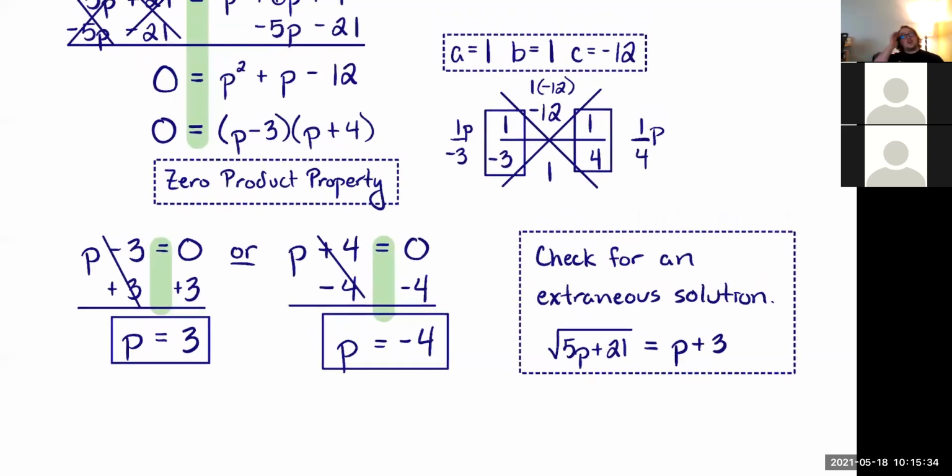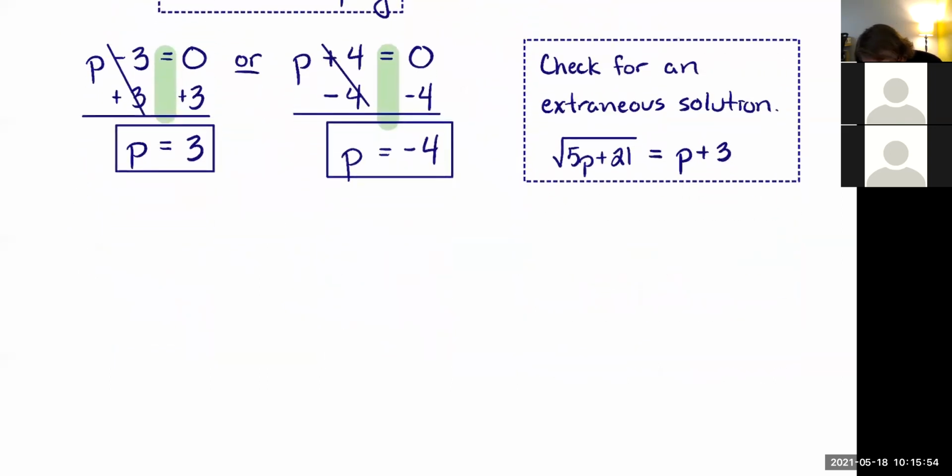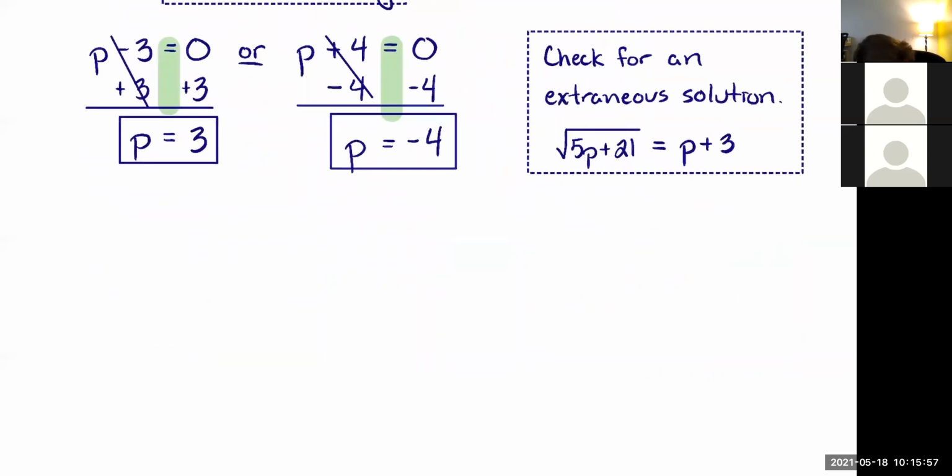Give you a second in case you're still jotting this down. So we'll start with the first one. See if 3 is in fact a solution. So I'll have the square root of 5 times 3 plus 21 equal to 3 plus 3.